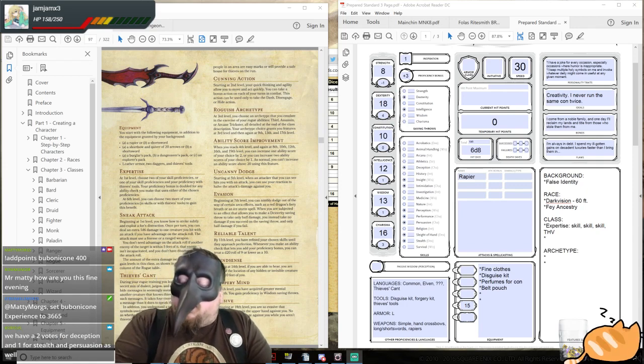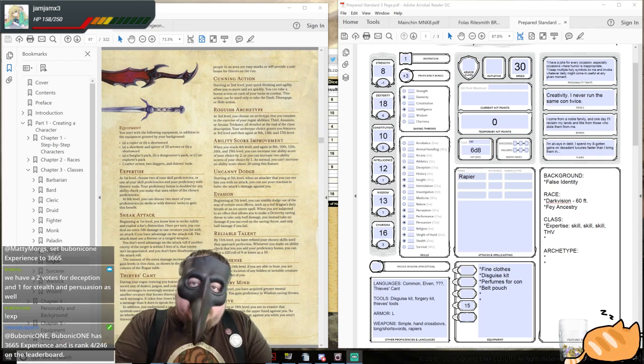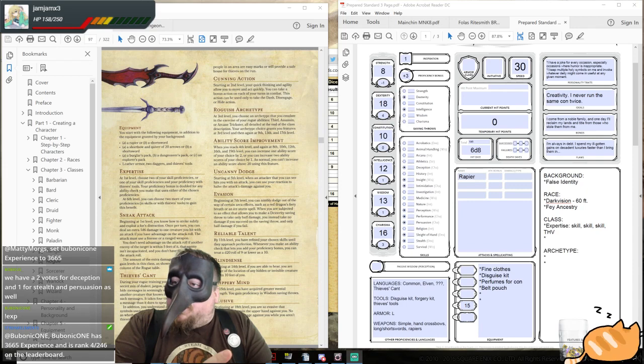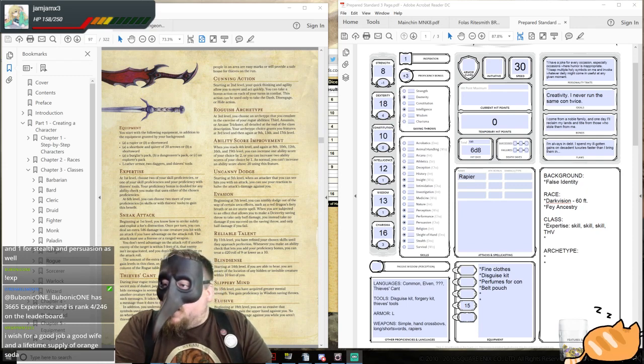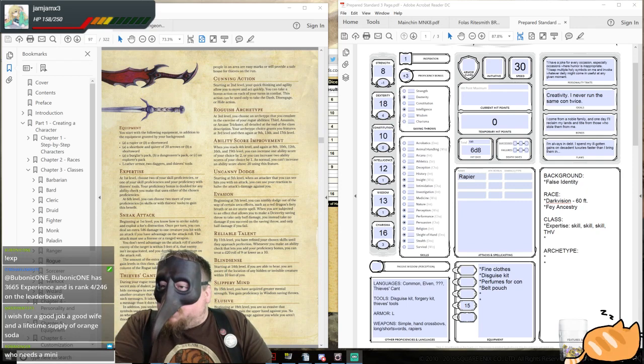Hey, Rowmonger, we were actually just talking about you. And in good ways at that. Rowmonger, Bubonic was looking for maybe some resources on creating his 3D weasel character. And I know that you do a lot of 3D stuff, so you might be able to point him in a direction. Mr. Grimm, I wish for a good job, a good wife, and a lifetime supply of orange soda.